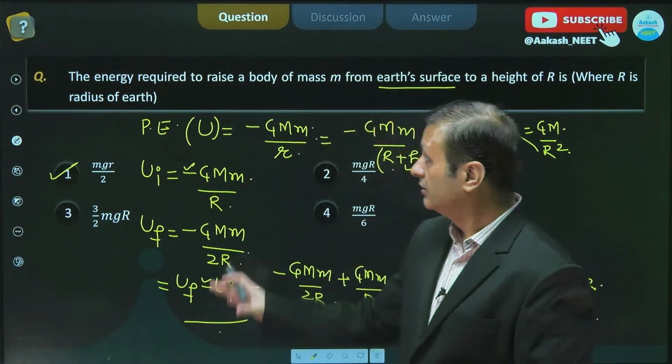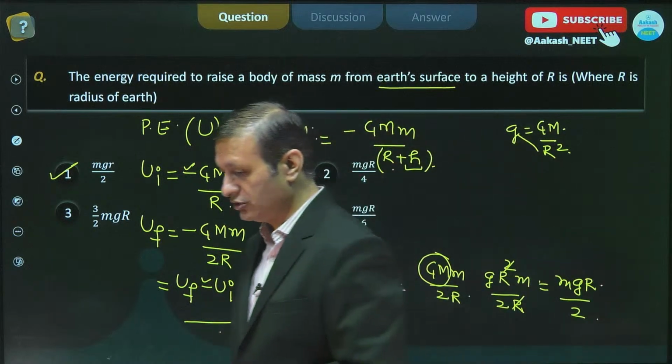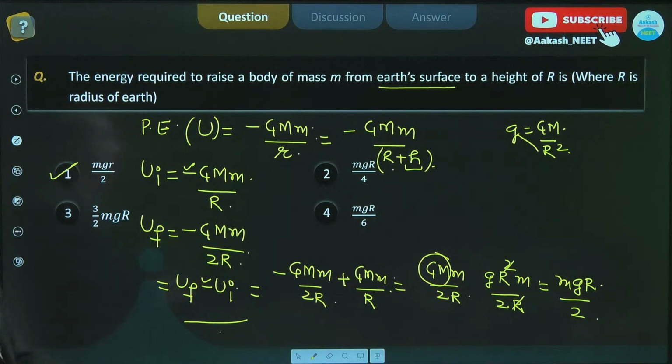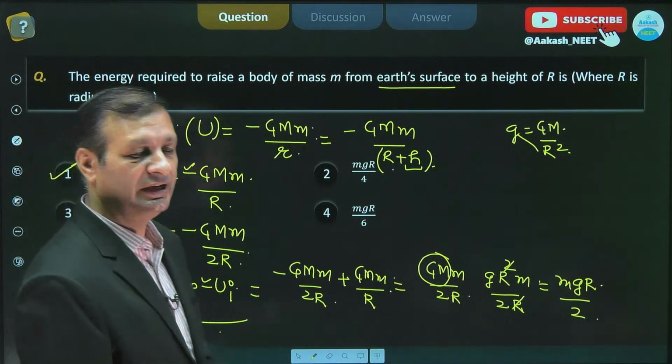So this is the concept of gravitational potential energy, and we have a very simple and beautiful numerical based on the same concept. Any doubt you have?